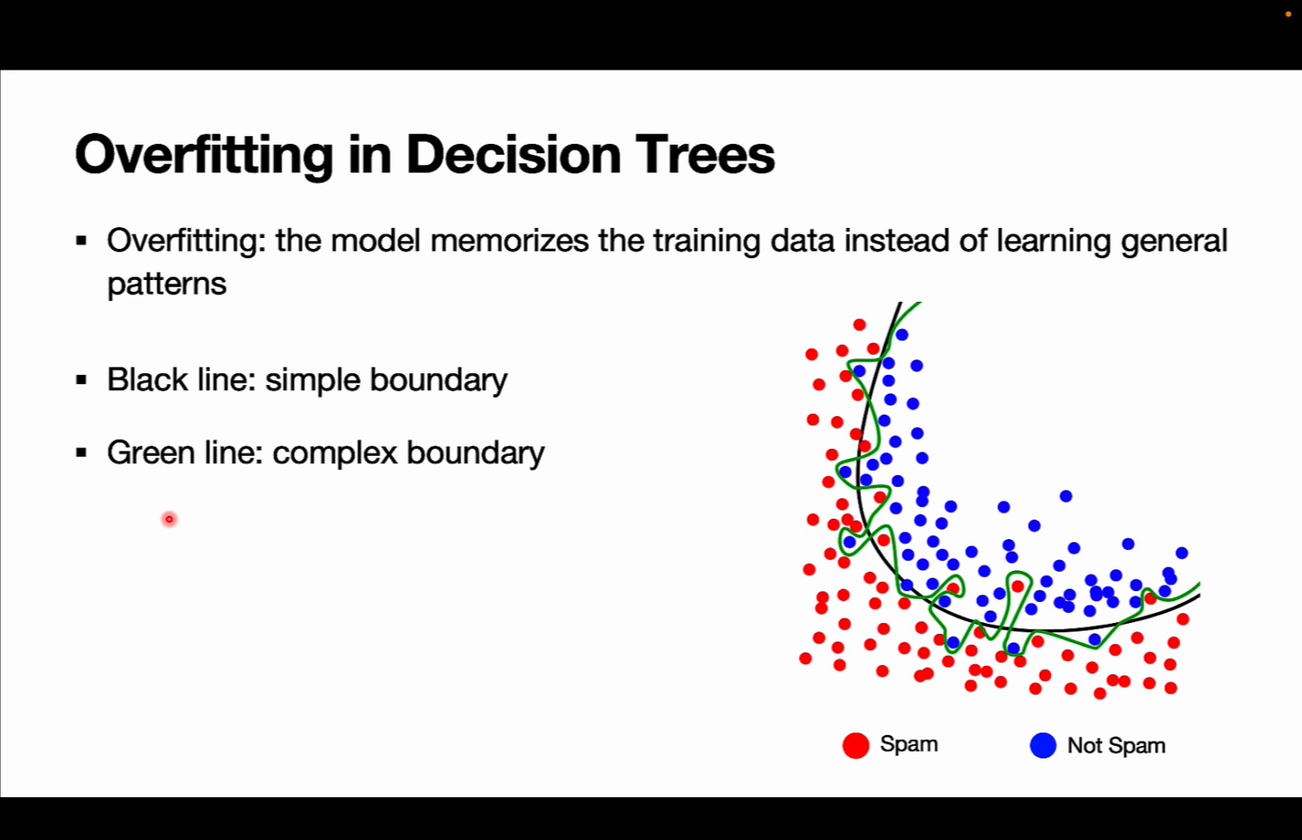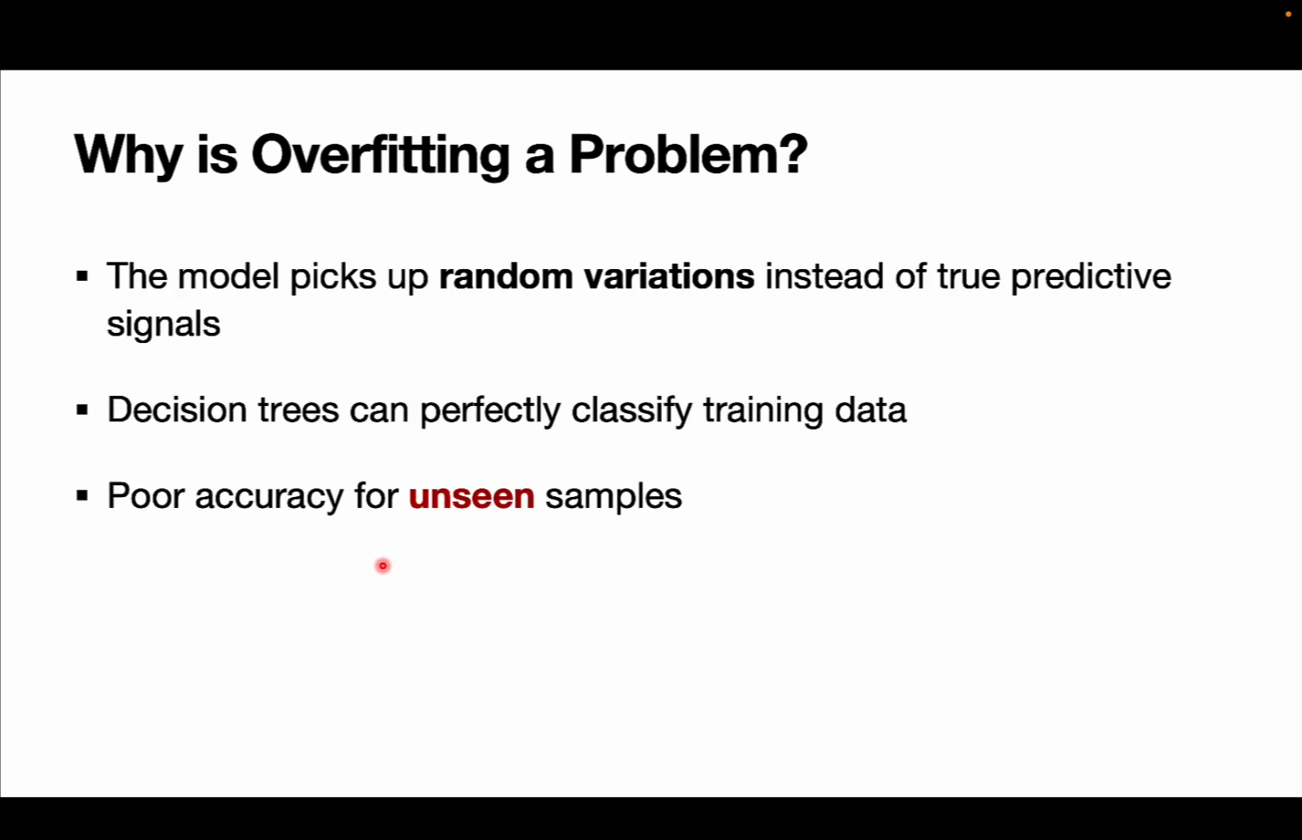It went above and beyond in this wiggly fashion and managed to classify every example correctly. But this may not generalize in the real world because most probably these are outliers or noise or very special cases. So you don't want to specialize your classifiers to learn those extreme cases. Why is overfitting a problem? We really don't want our model to pick up those random variations, and we need to find the true predictive signals inside the training data.